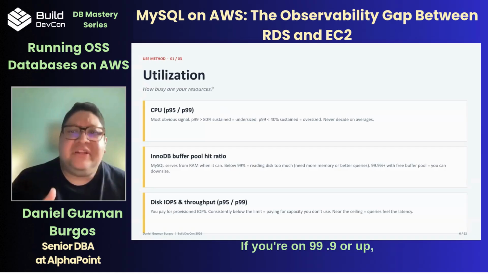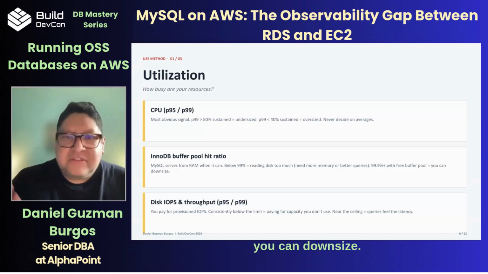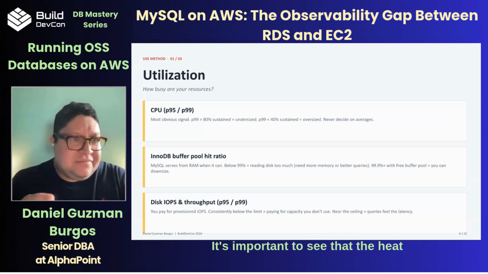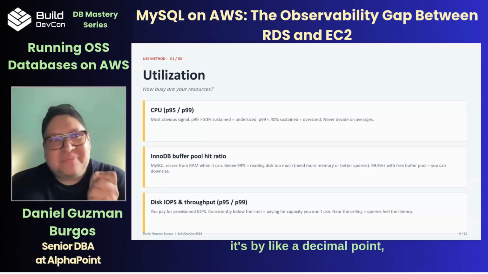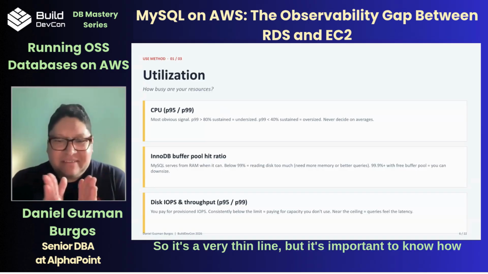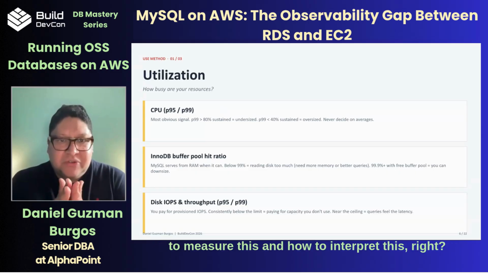If you're on 99.9 or up, you can downsize. It's important to see that the hit ratio difference is by like a decimal, like 99% and 99.9. So it's a very thin line, but it's important to know how to measure this and how to interpret this, right?